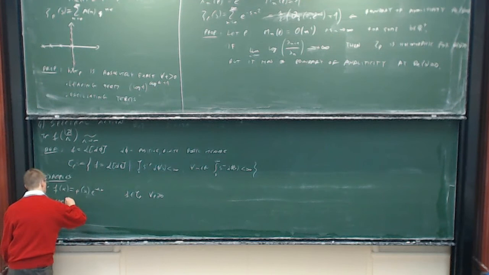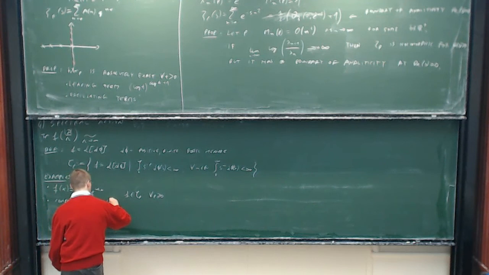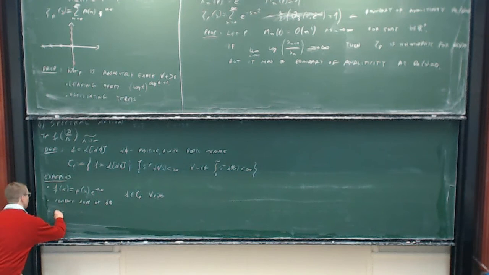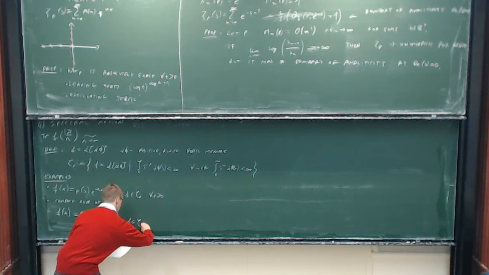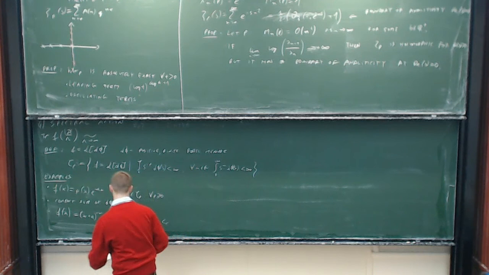So compact support of phi. Well, another thing is that you can take (x plus a) to the power minus r, and then it will be in C_p, but for all p smaller than r. Right. So you have examples of nice cutoff functions.